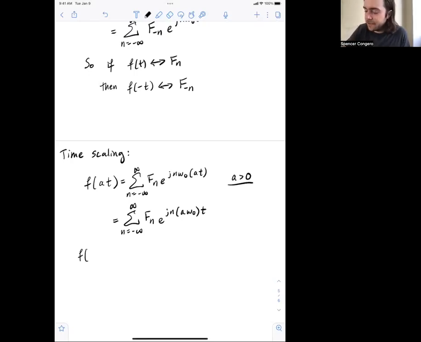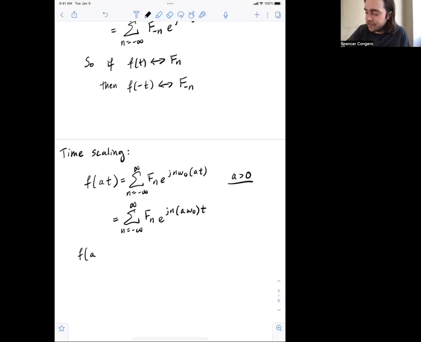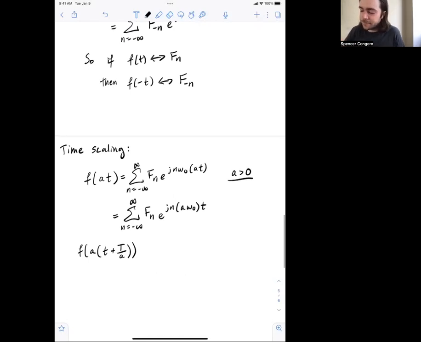Okay, so we have f of at. Now I want to shift that function by a certain amount, and I'm just going to show you that this amount is what we want. So let's shift that function by T over a. That big T is the period of f from before, from originally. Now I'm dividing by a. So this is really like some function, maybe g of t. And now I'm just doing g of t plus T over a.